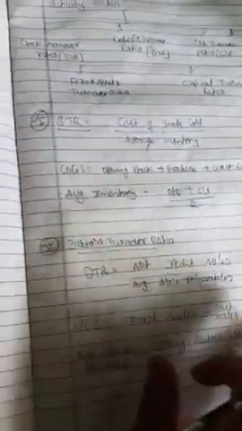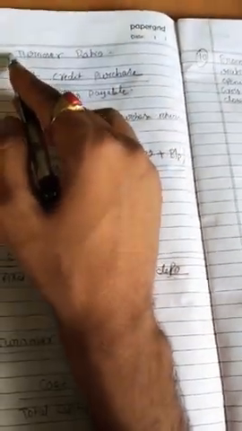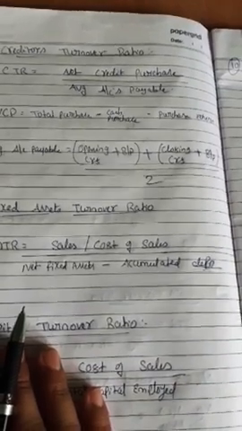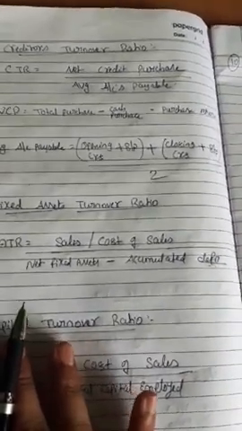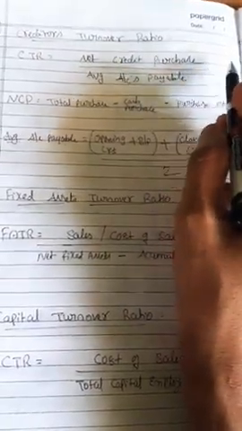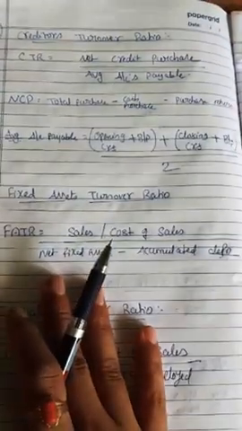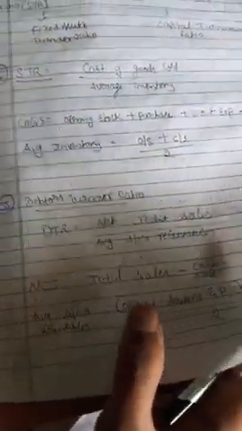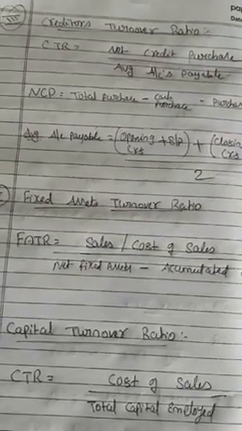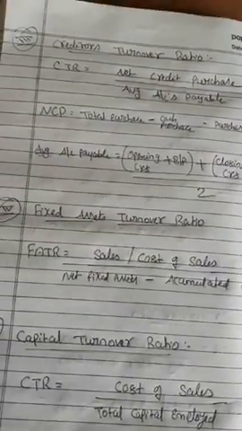So where debtors turnover ratio is known as receivables turnover ratio, creditors turnover ratio is known as payable turnover ratio. And it indicates the speed with which the payments are made to the trade creditors. Where the payments are made to the trade creditors, that indicates your creditors turnover ratio. But the debtors turnover ratio indicates how quickly your sales are converted into cash.